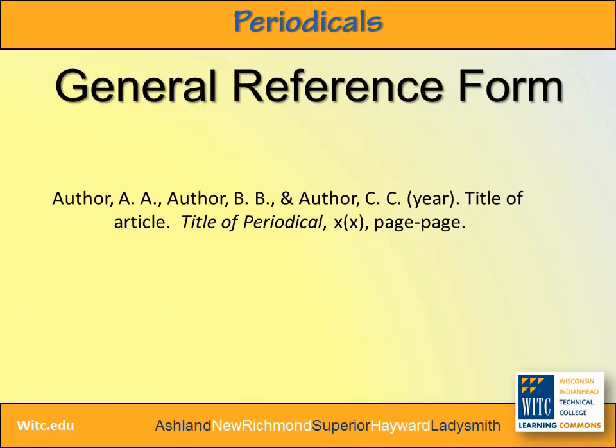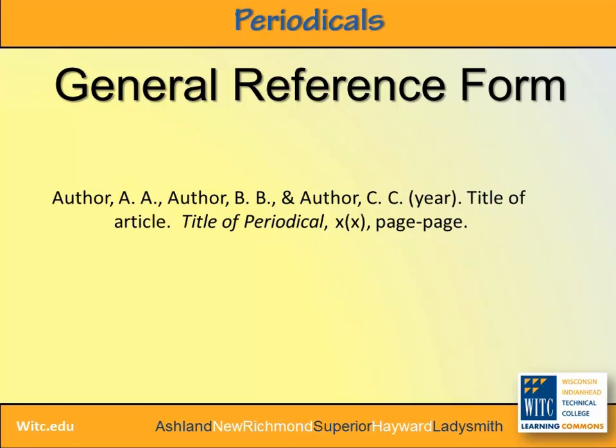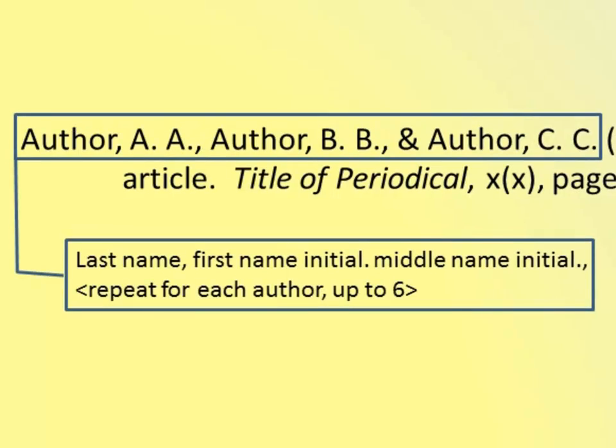So first here, let's talk a little bit about periodicals. And now this is just going to be a general reference form, meaning this is how all periodicals are cited, but depending on the individual type of periodical, it'll be slightly different. So first, they all need to start with listing the last name, comma, first name initial, and middle name initial of the author. And you would do this for up to 6 authors, and then it changes a little bit after that.